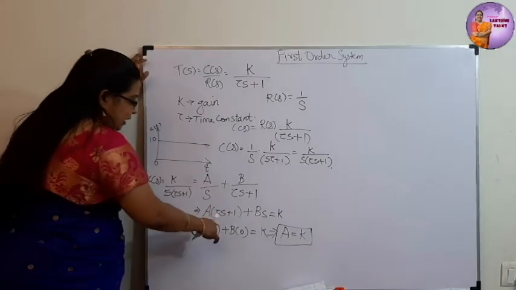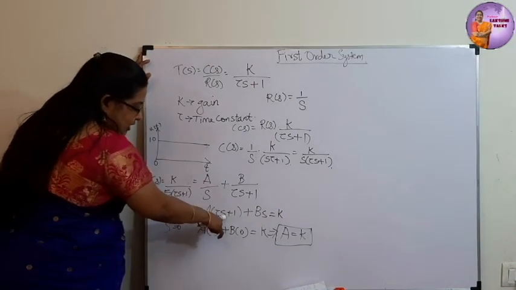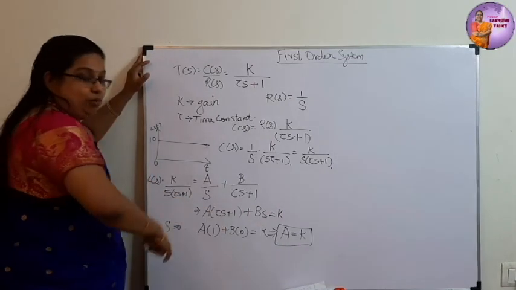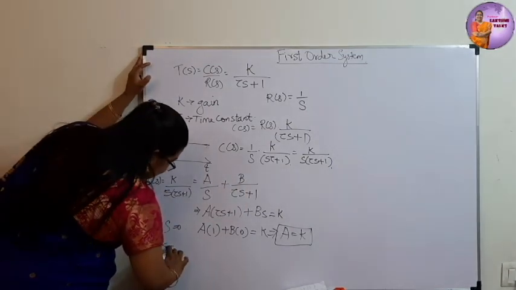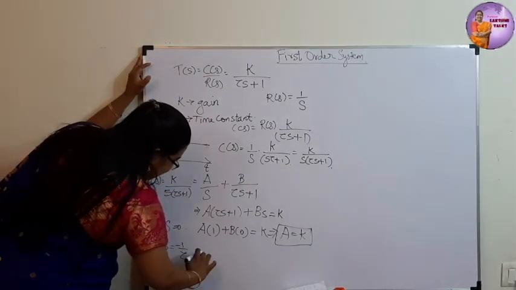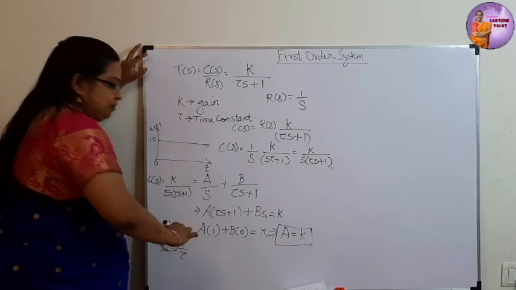What is the other way? The other way of getting it is substituting s is equal to minus 1 by tau. So when you substitute s is equal to minus 1 by tau, what do you get?